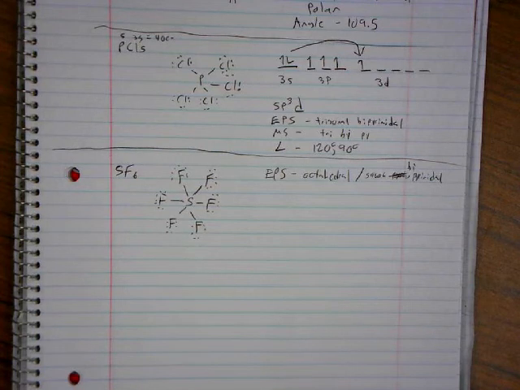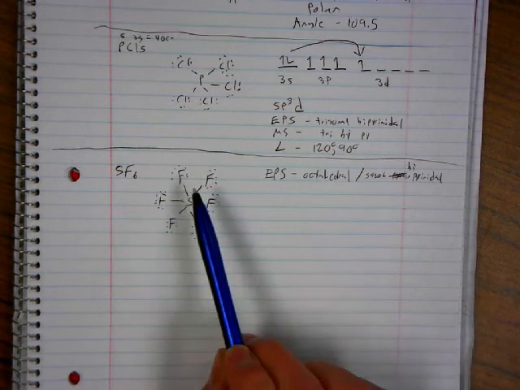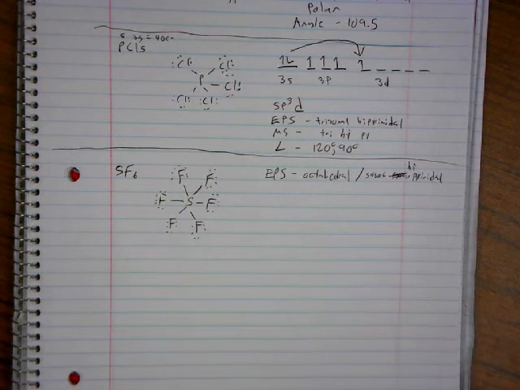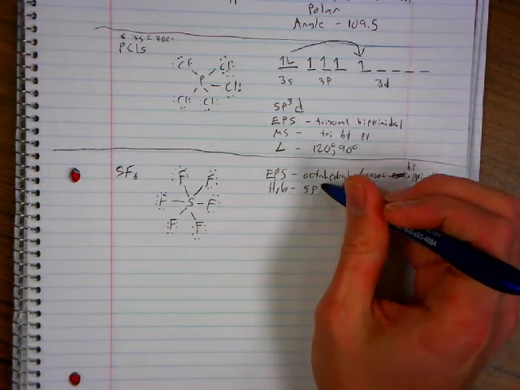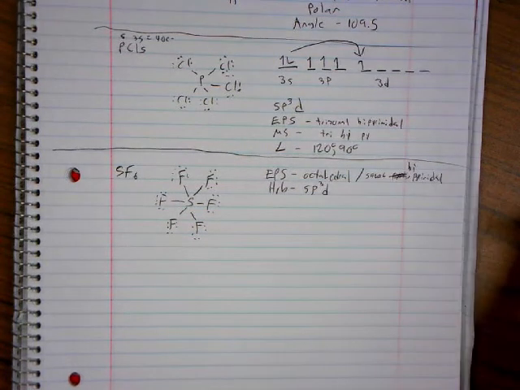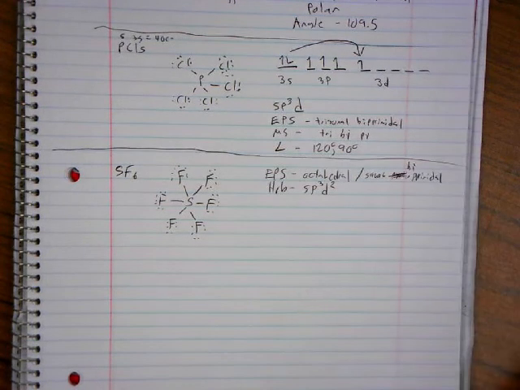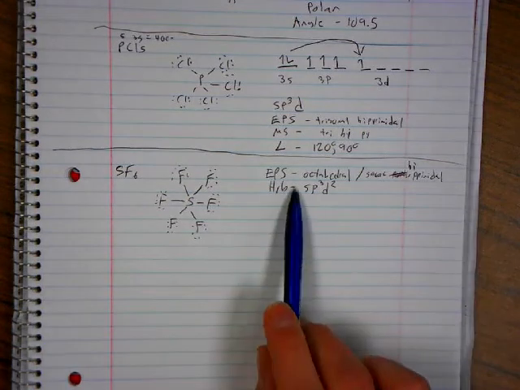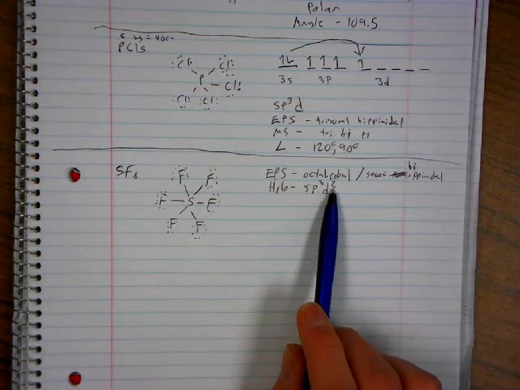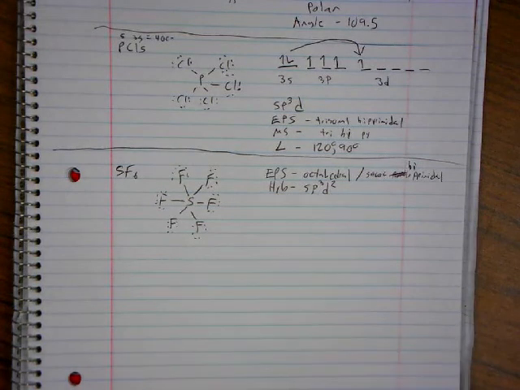Square bipyramidal, or octahedral. How many things do I have connected? I have 6, right? So the hybridization is going to be sp3d2, because the exponents have to add up to the number of sites. So 1 s plus 3 p's plus 2 d's is sp3d2.